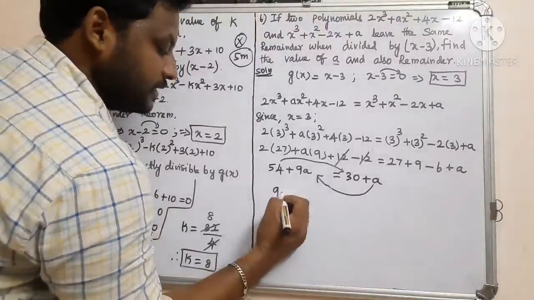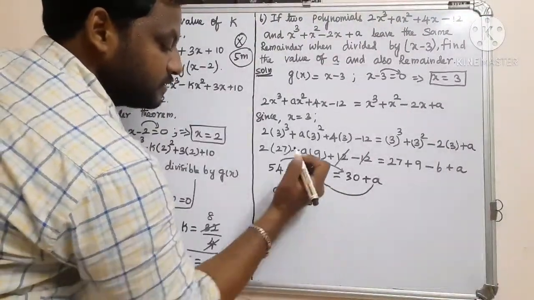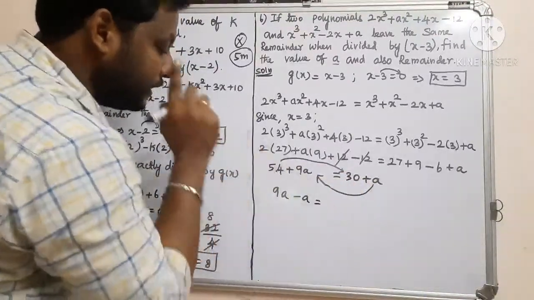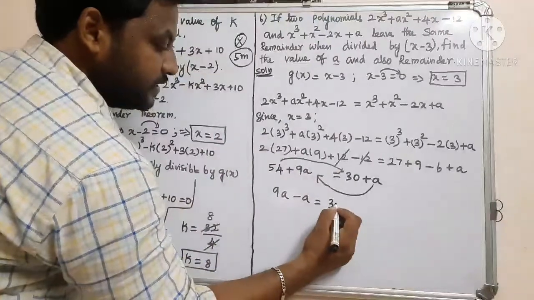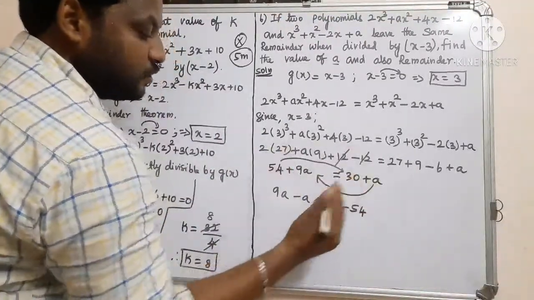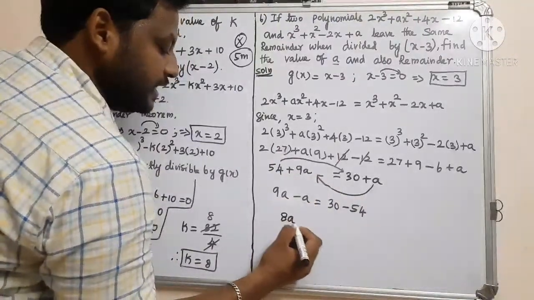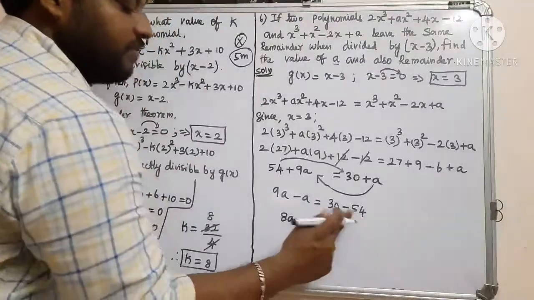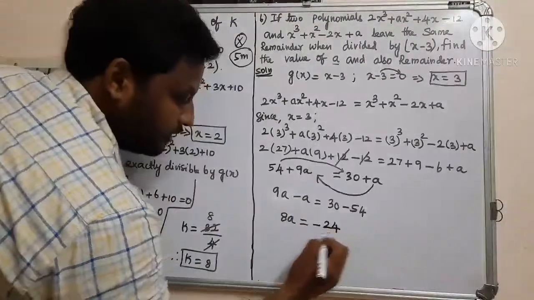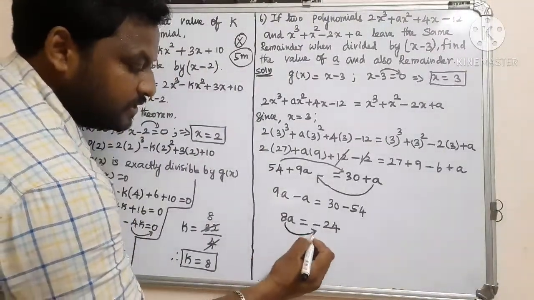So 9a is equal to 30 is already here. Sorry. Plus a should change into minus a, which is equal to already 30 is here minus 54, plus 54 will change into minus 54. So 9a minus 1a is equal to 8a, which is equal to 54 minus 30 is equal to minus 24. So now we have to find out the value of a. So 8 should change into divide.